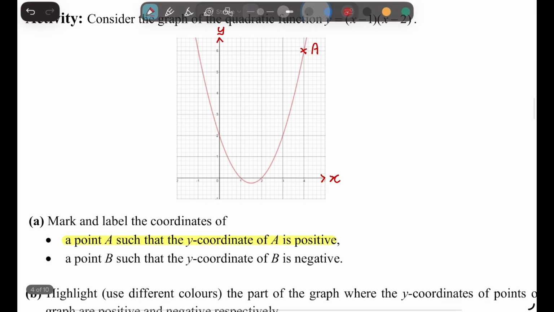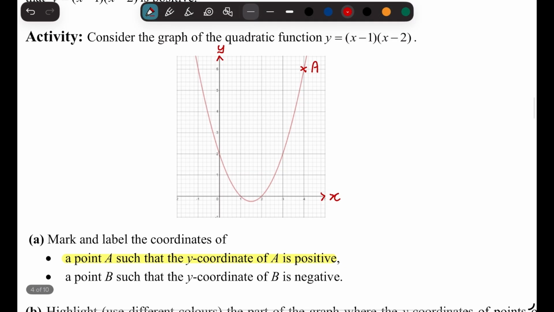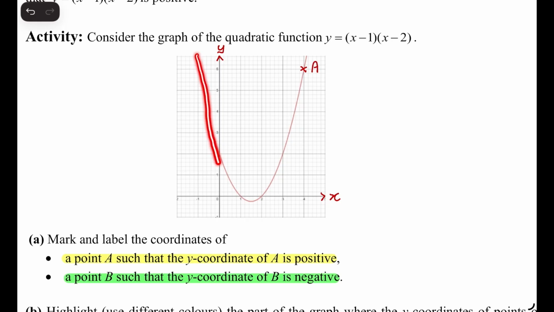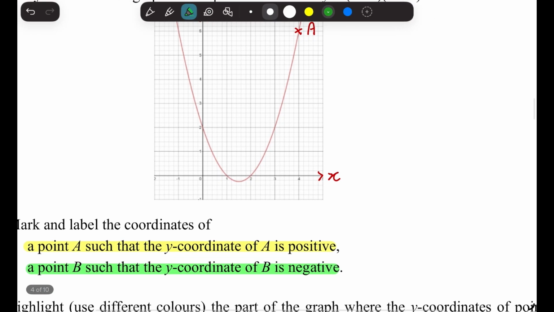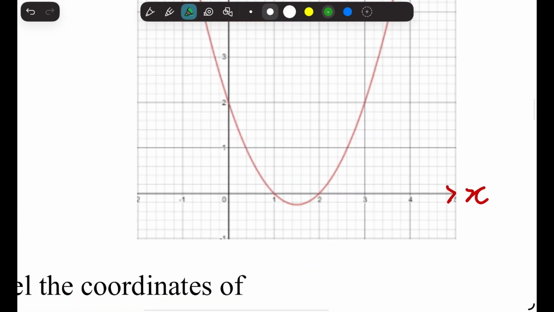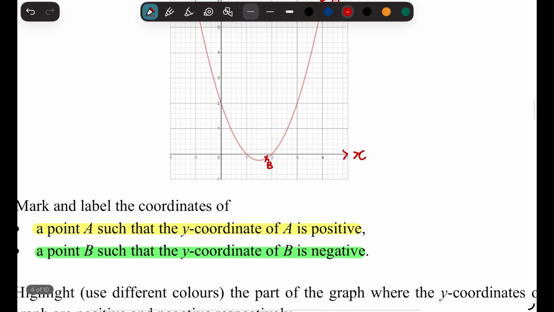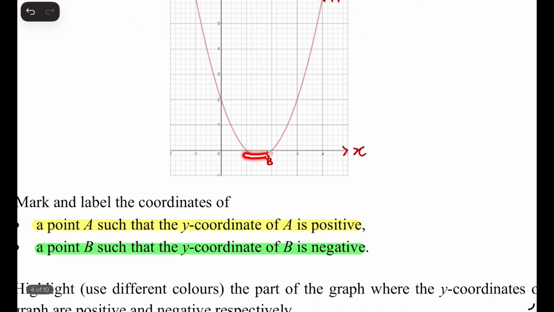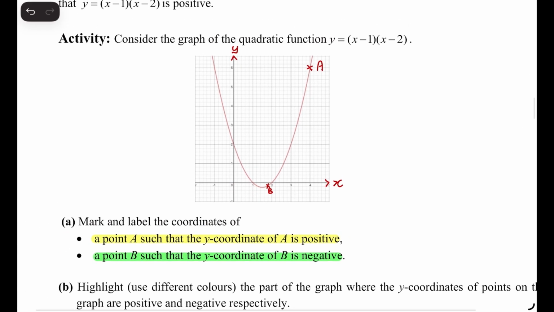Likewise, let's say I now want to find a point B such that the y-coordinate is negative. I will simply look at my graph. Which part of the graph has a y-coordinate which is negative? I can see that it is any point between this range here. So let's choose any point. Let's say I just mark a cross over here. I can call this point B because the y-coordinate of point B is less than 0. Okay, so this is a very simple activity.